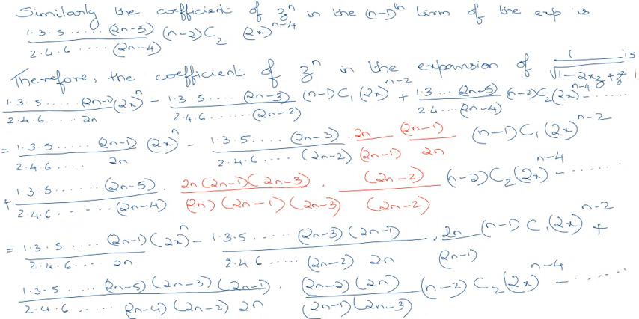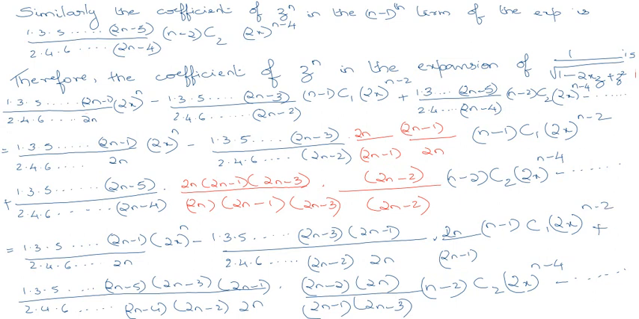Second term is 1 into 3 into 5 etc. 2n minus 3 into 2n minus 1 divided by 2, 4, 6 etc. 2n minus 2 into 2n. What is remaining here is 2n, that is written here, and what is remaining here is 2n minus 1, that is written here, and all other terms are written here.